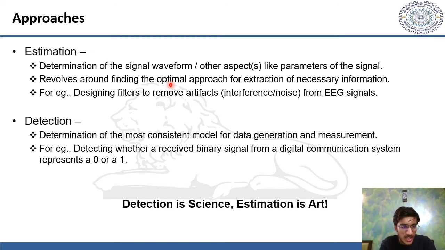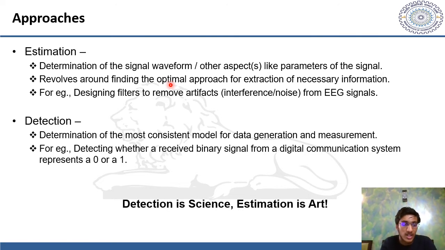Detection theory is essentially concerned with the determination of the most consistent model among a set of candidate models for data generation and measurement pertaining to a given set of data. For example, we could be concerned with the detection of zeros and ones from a received binary signal from a digital communication system. In fact, this received binary signal from a digital communication system is inherently corrupted by noise.